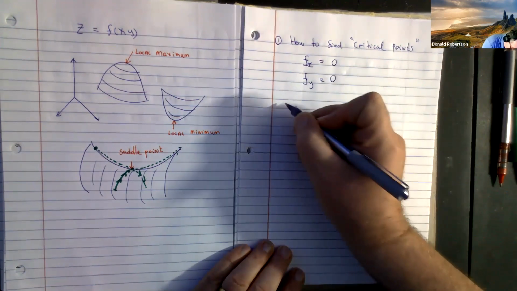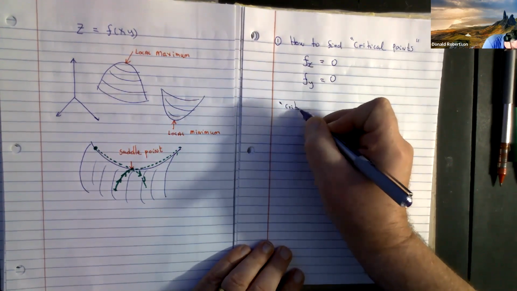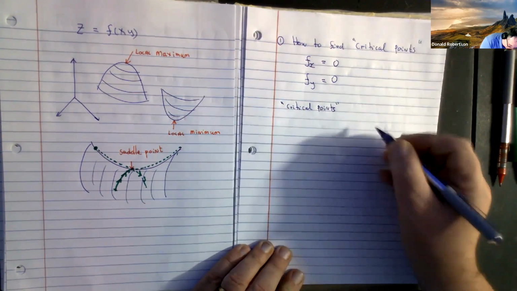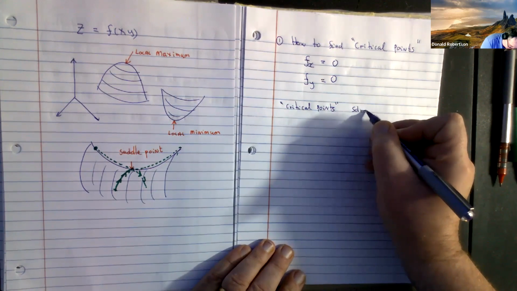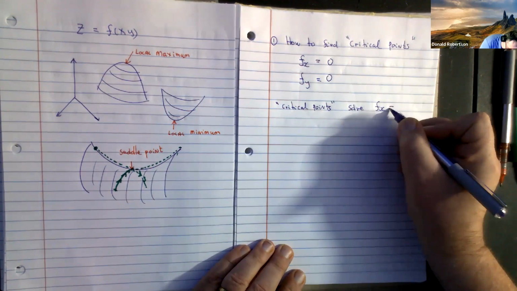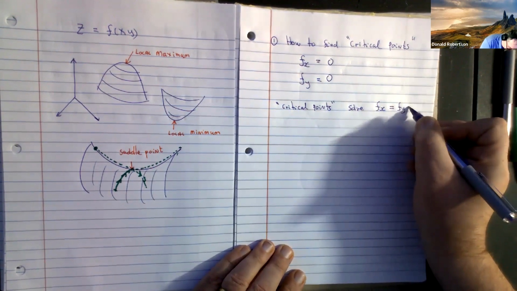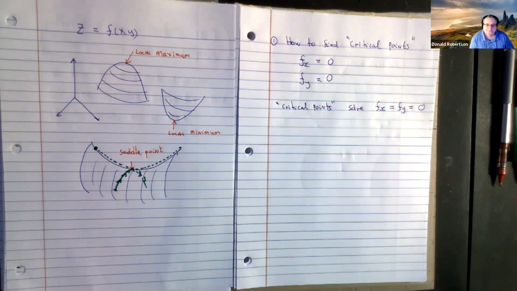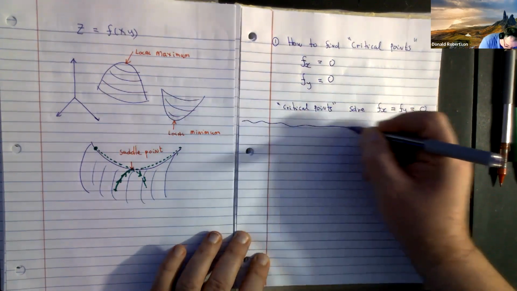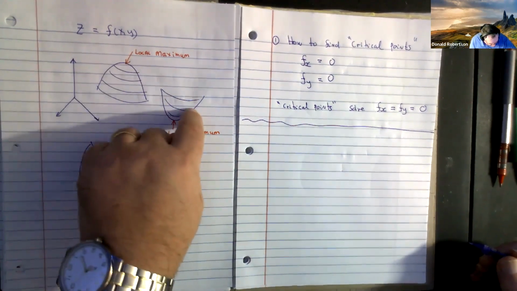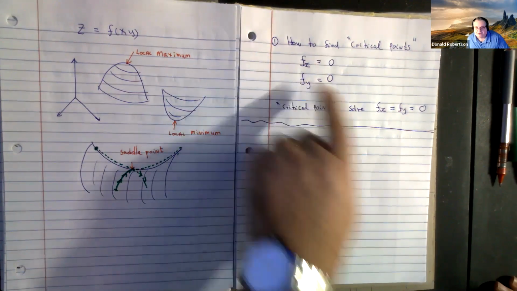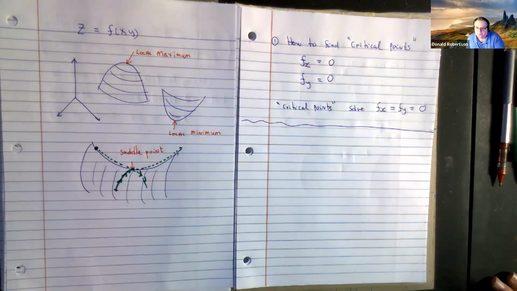So critical points are those points where you solve when is the partial derivative with respect to x equal to the partial derivative with respect to y, and that they're both equal to 0. And that's it. So the only places where a local max, a local min, or a saddle point happens is when the two partial derivatives are both 0 at the same time.